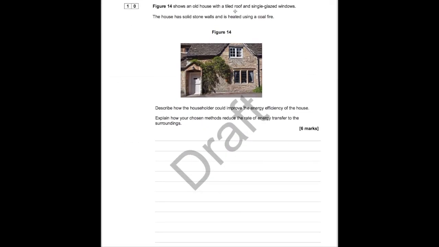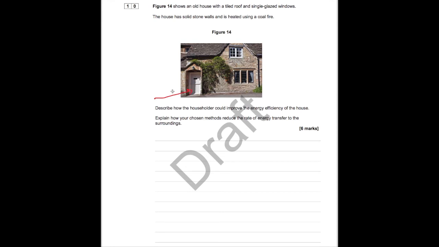Figure 14 shows an old house with a tiled roof and a single glazed windows. The house has solid stone walls and is heated using a coal fire. Describe how the householder could improve the energy efficiency of the house. Explain how your chosen methods reduce the rate of energy transfer to the surroundings.